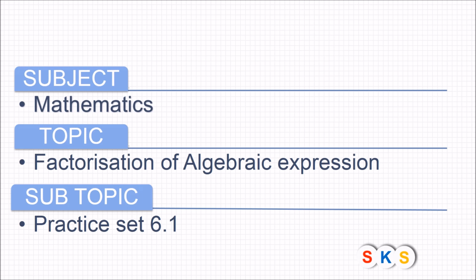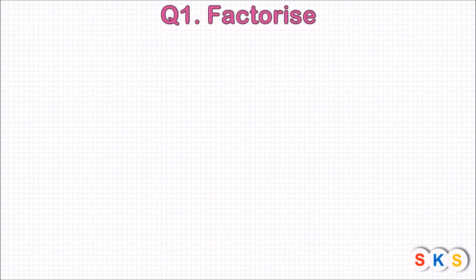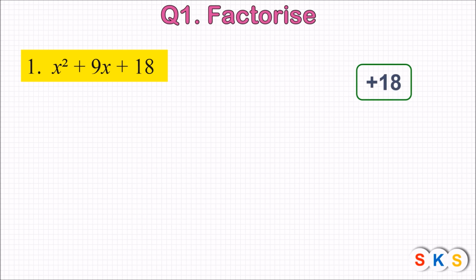Let's start. Question number 1, factorize. In that we have the first question, x square plus 9x plus 18. Look at the third term. What is the third term over here? It's 18, right? Plus 18.